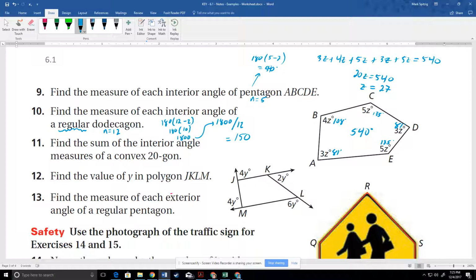And you can double check this, because if the interior angle is 150, the exterior angle is going to be 30, and 30 times 12 is going to be 360. So it all does work, but that's the answer we're looking for in this case, our 150.